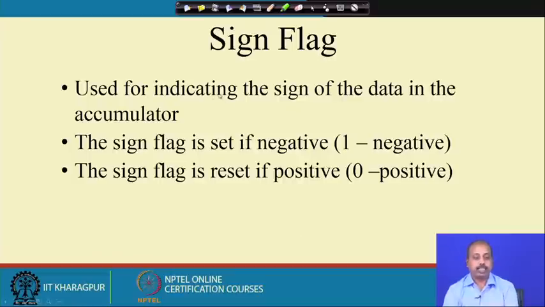The first one is the sign flag, which, as I was telling, is used for indicating the sign of the data in the accumulator. It may be negative, it may be positive. If it is negative, the bit is 1, and if it is positive, the bit is 0.